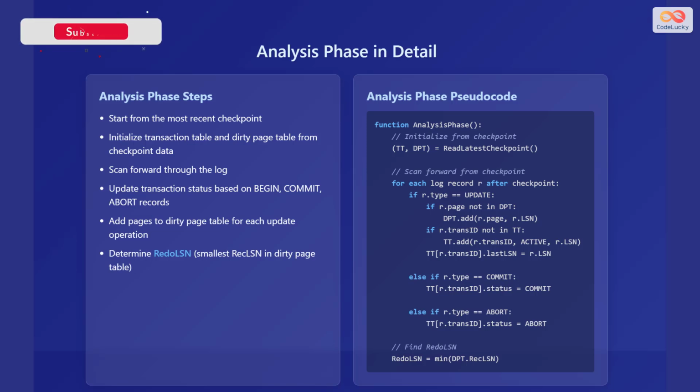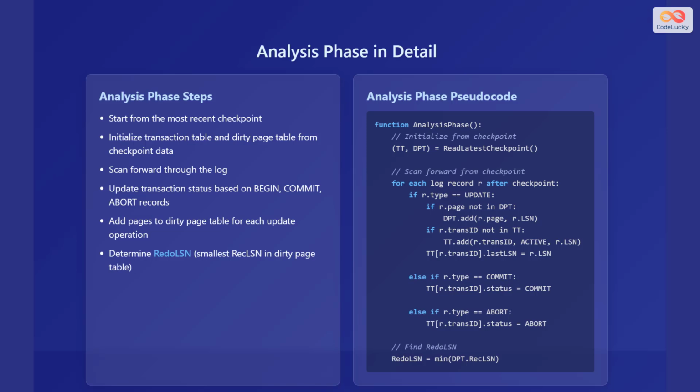table. Here is some pseudocode that illustrates the analysis phase. The function analysis phase begins by reading the latest checkpoint and initializing the transaction table, TT, and the dirty page table, DPT. It then scans forward from the checkpoint. For each log record R after the checkpoint, if the record type is update and if the record page is not in DPT, then the record page is added to DPT, along with the record's LSN.